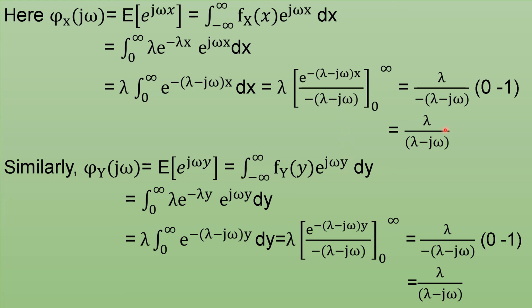Right side has no x nor y, so the right side will remain the same, lambda divided by lambda minus j omega. The calculation of the integration part is similar to the previous one. The only change to be made is, instead of x you have to take it as y.